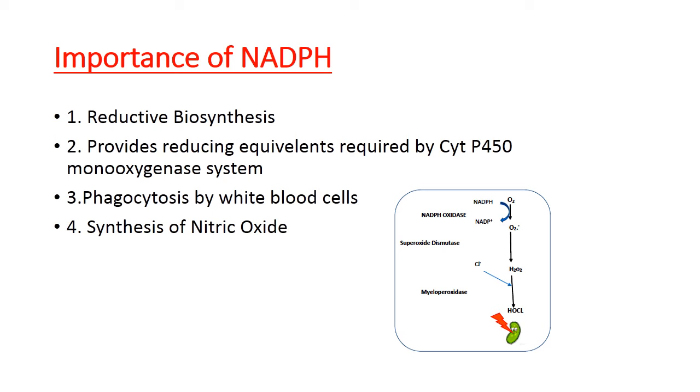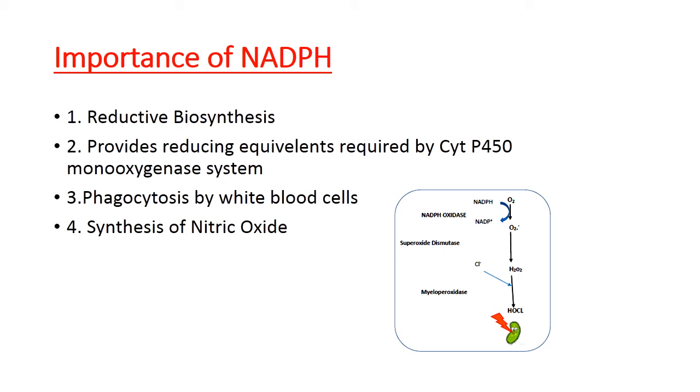And NADPH is also important for the synthesis of nitric oxide. L-arginine is converted via the enzyme nitric oxide synthase, a flavoprotein enzyme, to L-citrulline, and nitric oxide is formed. This nitric oxide is an important neurotransmitter, and it is also important for vasodilation in our vascular system. Previously it was termed EDRF, endothelium derived relaxing factor.